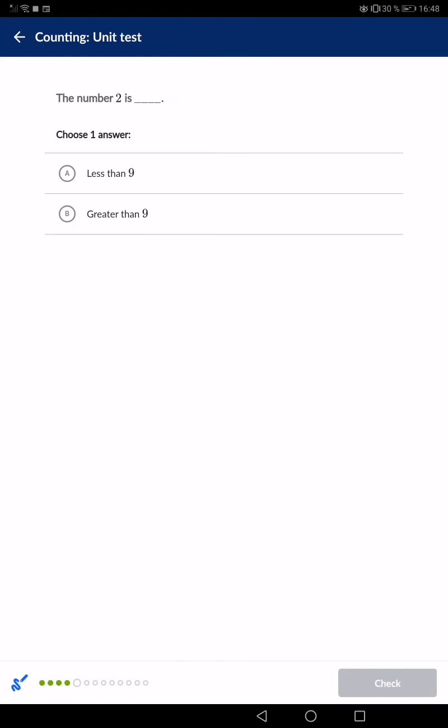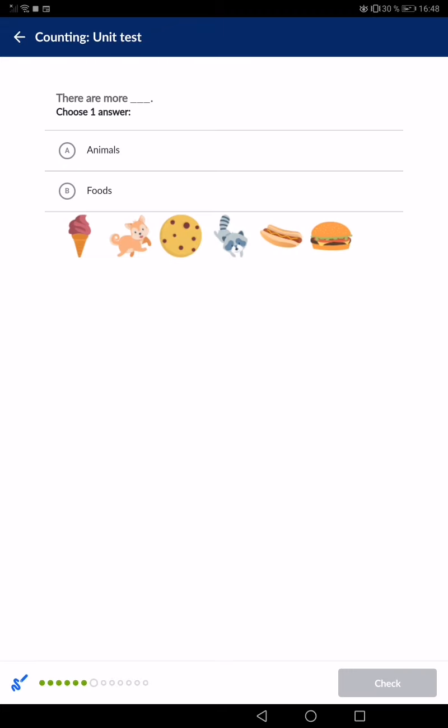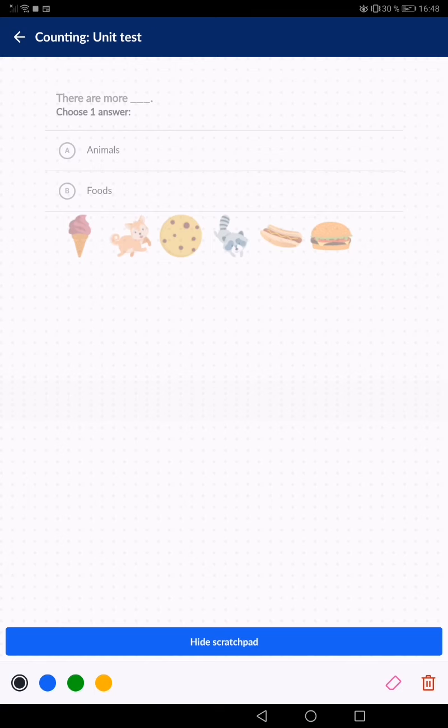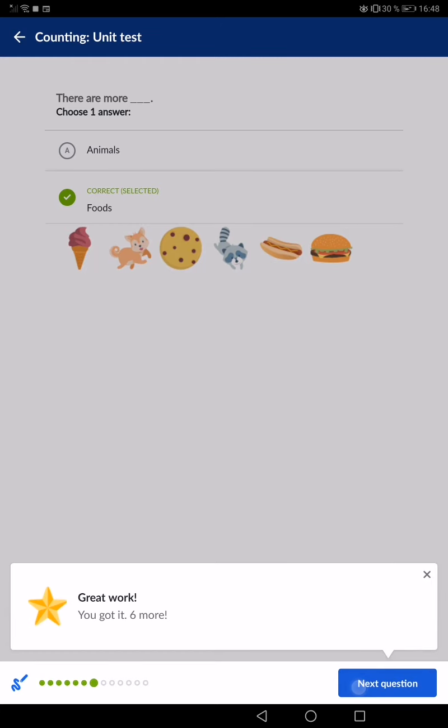The number 2 is less than 9. What whole number comes right before 109, right? There are more. What there are more? Animals, foods. There's 1, 2, 3, 4 foods, but only 2 animals. So there's definitely more foods.